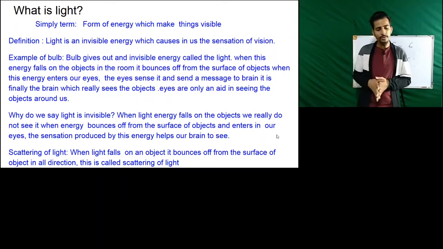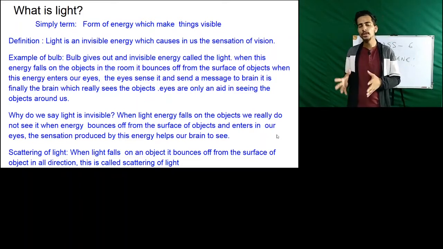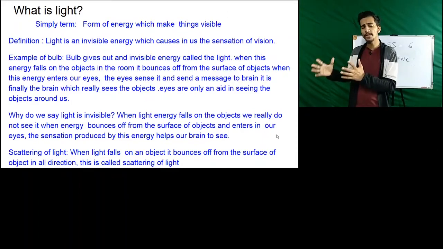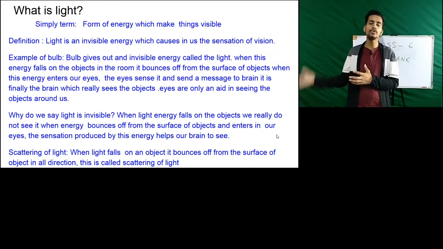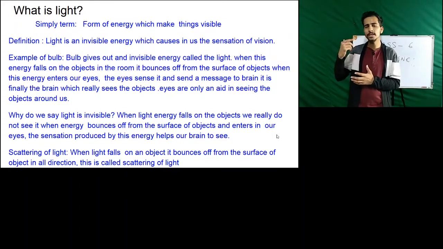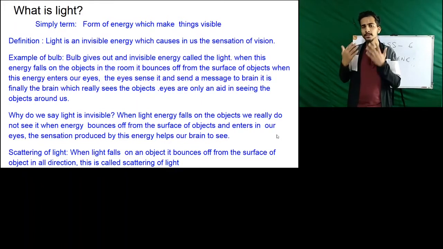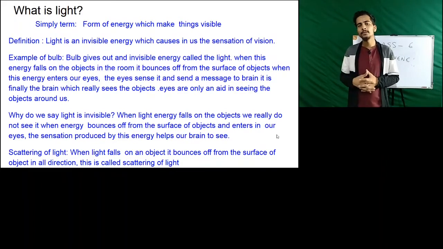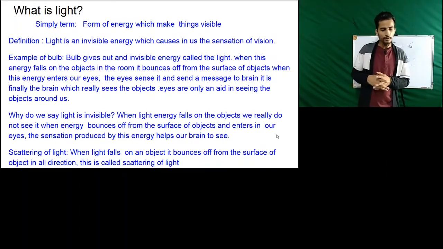So why do we say light is invisible? As I told you before, whenever we turn on a light, or whenever light comes into a room, it falls on any object kept in the room, and from the surface of that object the energy bounces off into our eyes, and through our eyes a message goes to our brain, and that's why we are able to see it. So it's not actually our eyes, but our brain that is able to see the objects in the room.